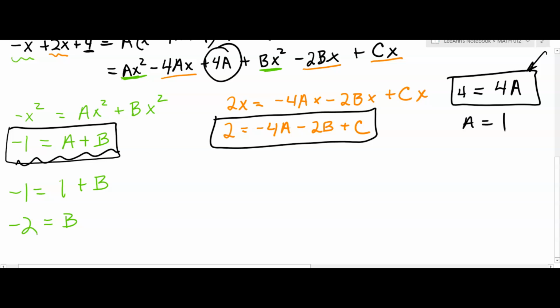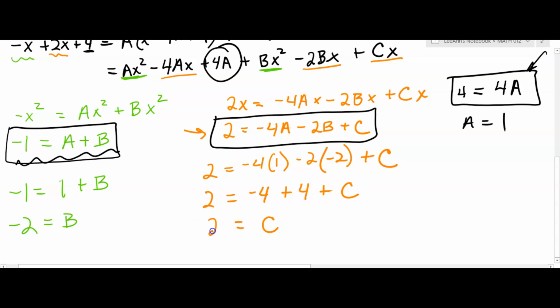And then now I can do the third, the longer equation here. And I know what A and B are, so 2 equals negative 4 times negative 2 minus, oops. I did that wrong, didn't I? Darn it. Okay, let's start over. 2 equals negative 4. A was 1. Minus 2 times B was negative 2 plus C. We don't know what C is, but we're going to figure that out in just a minute. And it looks like C is 2.